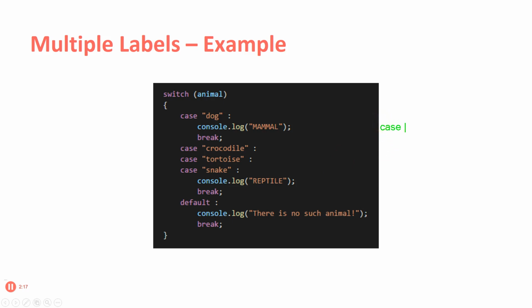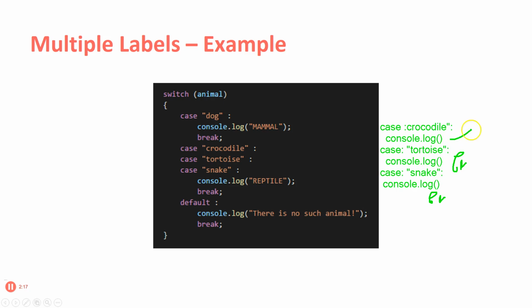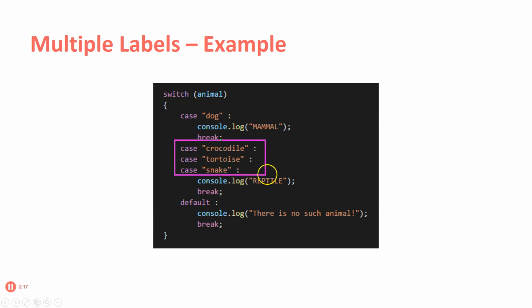What's the other option? Well, you can always say case, let's say here, crocodile, two dots, and here, console.log reptile. Then you can have case, tortoise, two dots, and console.log again reptile, again with break, and case, snake, console.log reptile, and here of course I need to have break, here I need to have break, and here I need to have break as well. This is much more code and basically it makes no sense. That's why you can use multiple labels, and here if animal is equal to one of these 3 things, then you're going to execute this one.